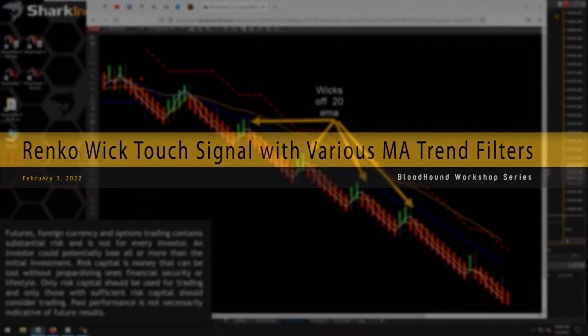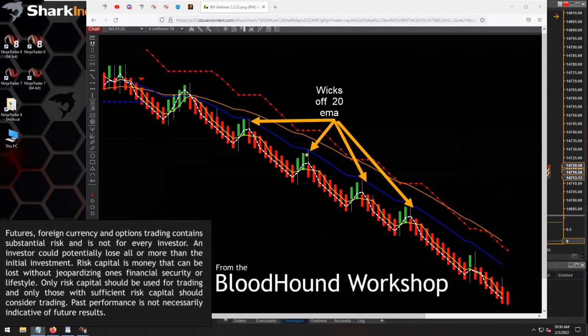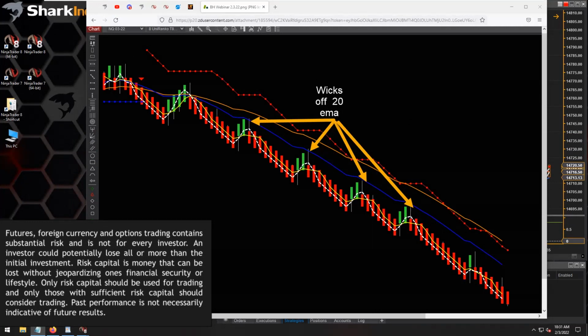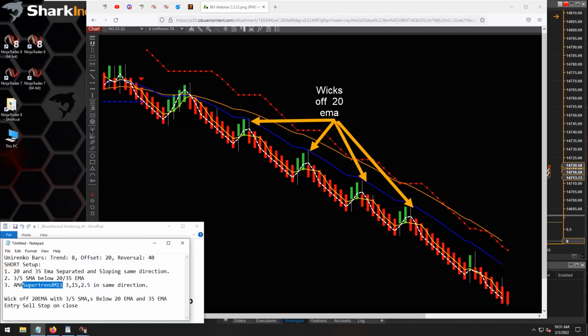So David emailed in a screenshot to help illustrate what he's looking for, along with the instructions here. Obviously this is running on a Renko chart, the unit Renko in particular. It has 4 moving averages: 2 EMAs and 2 SMAs, and then also the SuperTrend M11 to determine the trend direction. But the moving averages are determining trend direction as well, right?